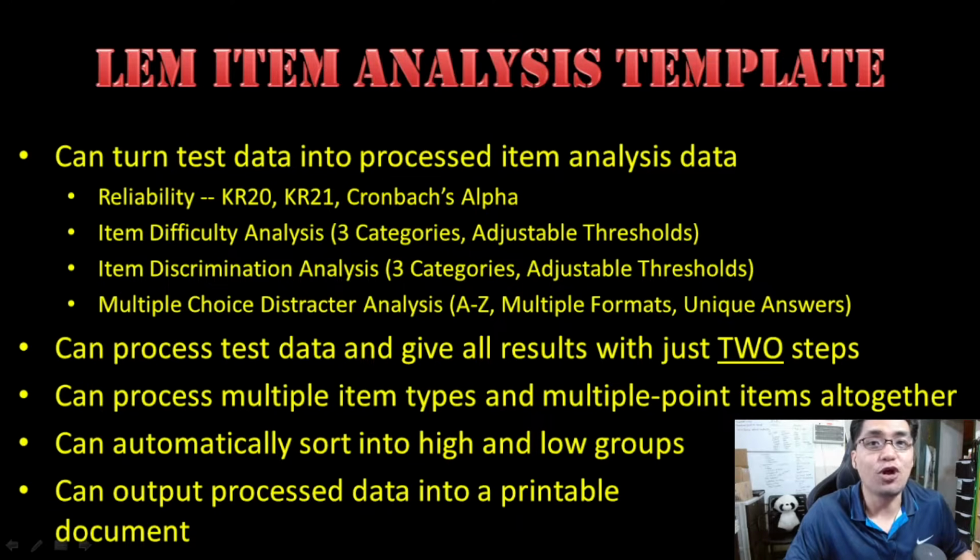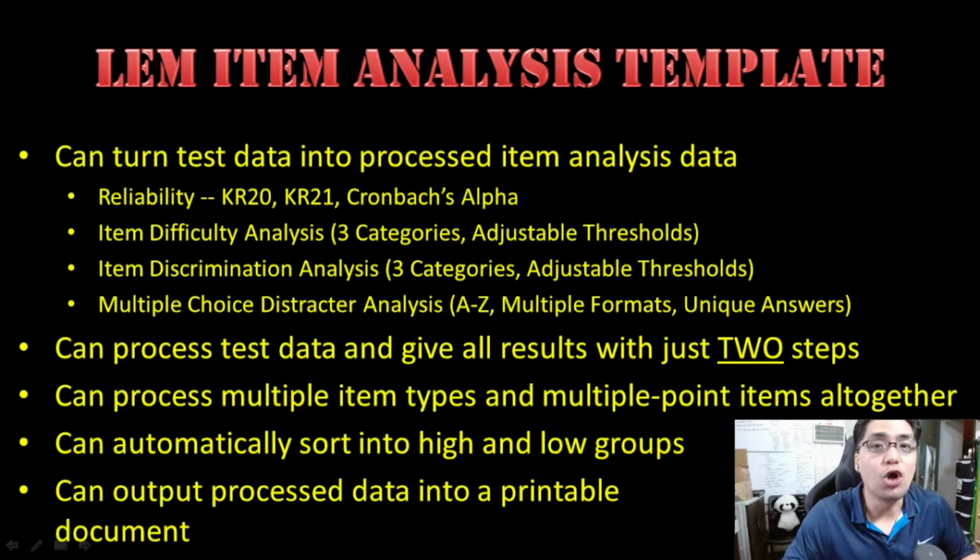This item analysis template also supports multiple item types and multiple point items altogether. So if you have test 1 multiple choice, test 2 identification, you don't have to separate them into multiple calculations or multiple templates. It can process all of them together in just one template, again with just 2 steps. If you have different multiple point items, like for example, one part of the test has 1 point each, another part has 2 points each, 3 points each, then this template can handle all of them. And again, all of them can be done in just 2 steps.